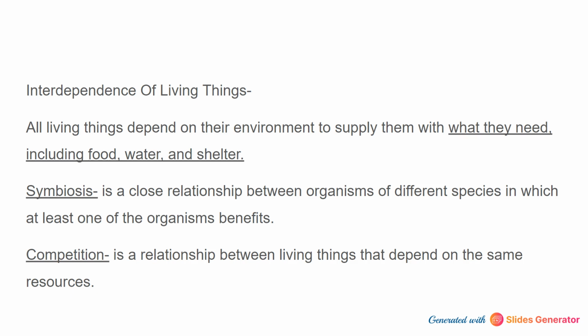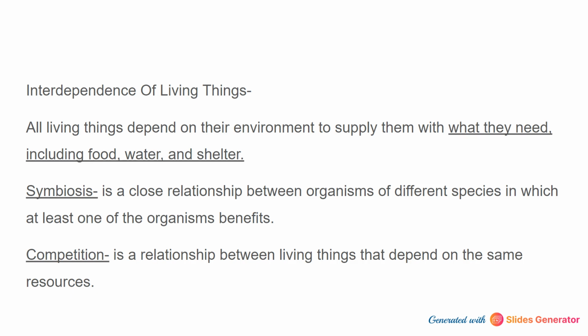Interdependence of living things. All living things depend on their environment to supply them three things. Those three things are food, water, and shelter. What is symbiosis? There are different types of symbiosis, but it's a close relationship between organisms of different species where one of them is benefiting.